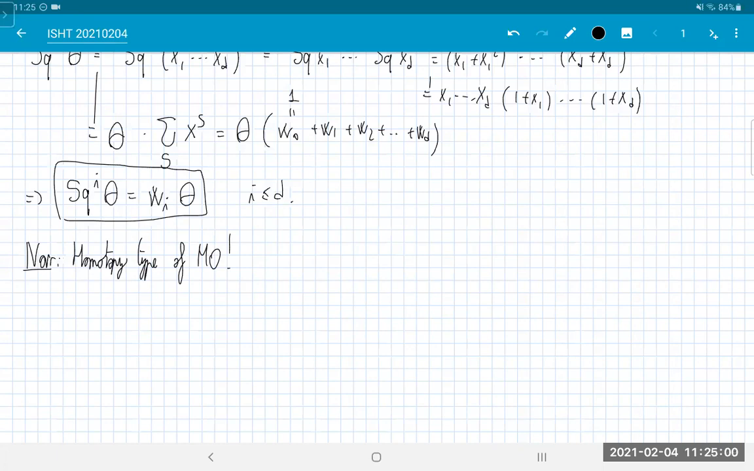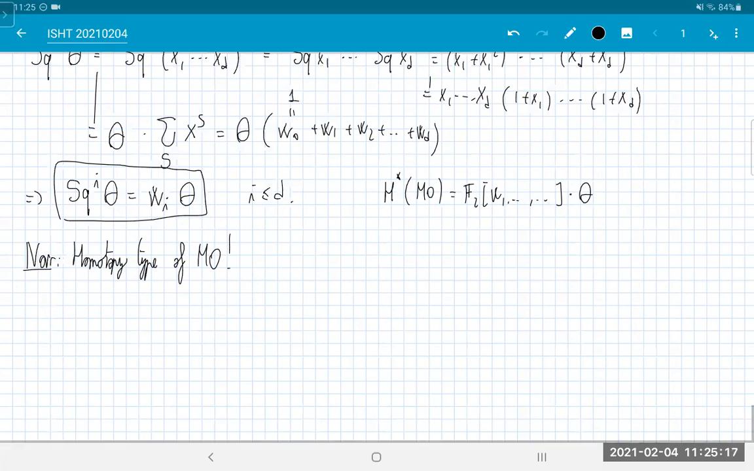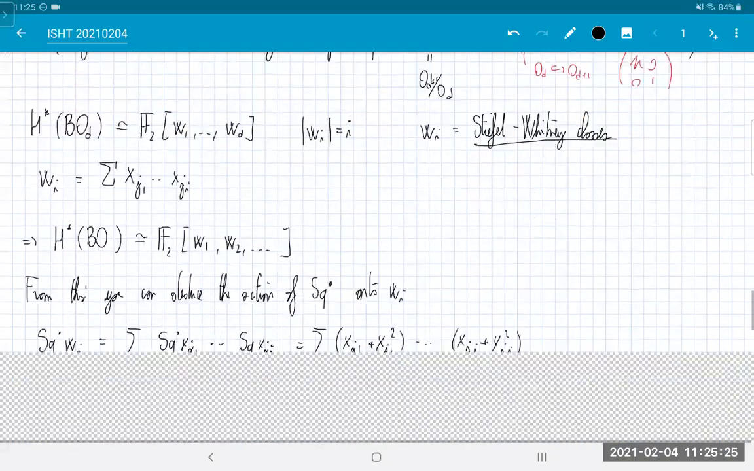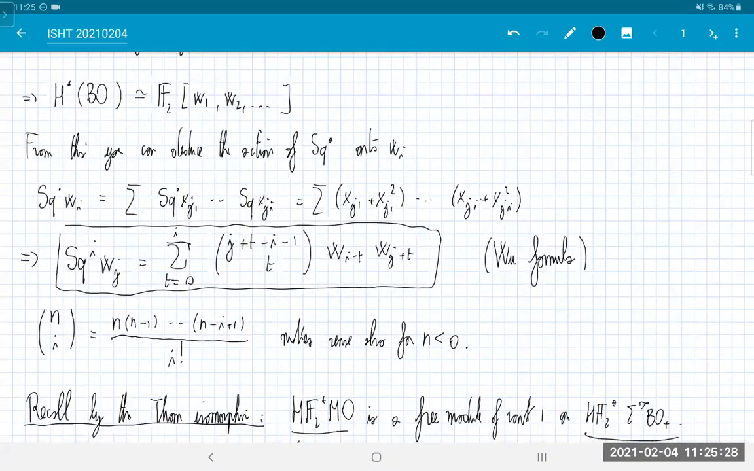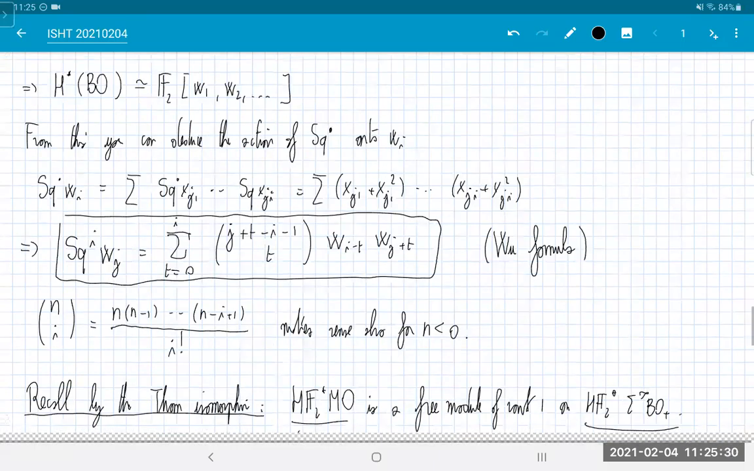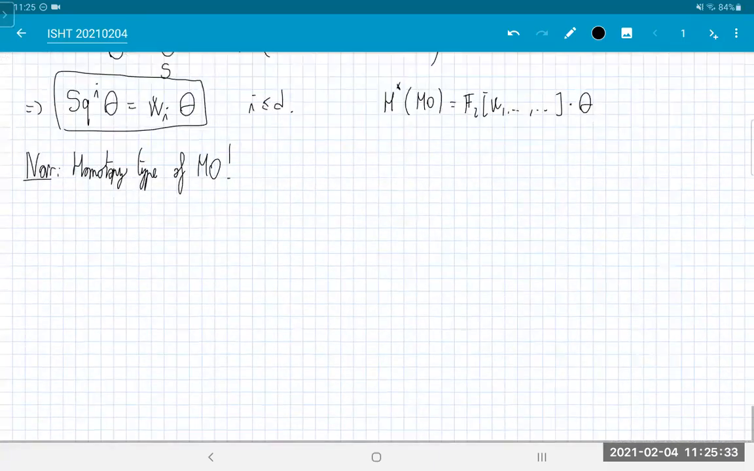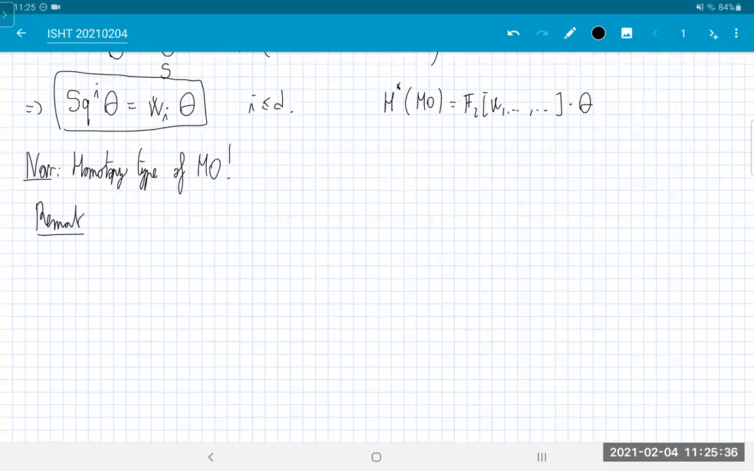Okay, so the first remark. Remember we have H star MO is F2[W1, etc.] times theta. This is called theta if you want. Canonically it is a free module of rank 1 over this ring with class theta. And we have this action of Sq i, and we had the Wu formula earlier for the action on Wj. And now we understand everything. So the first remark is that pi star MO is 2-torsion.